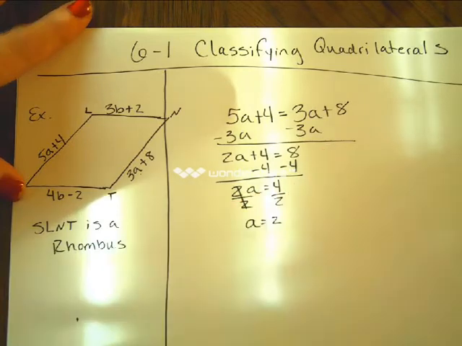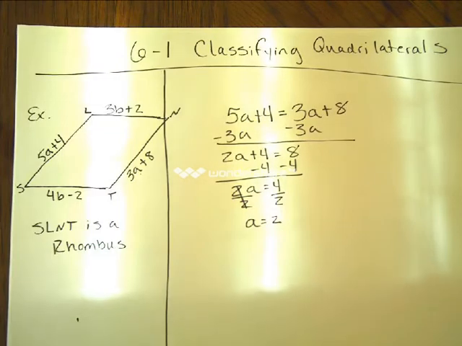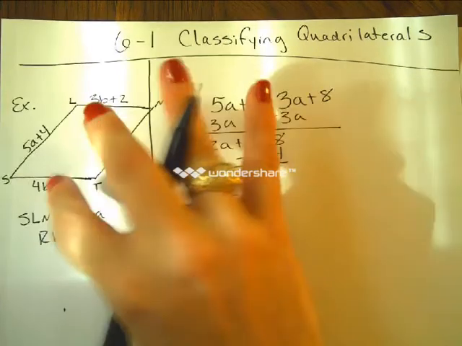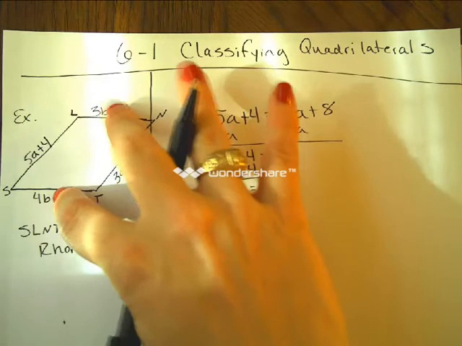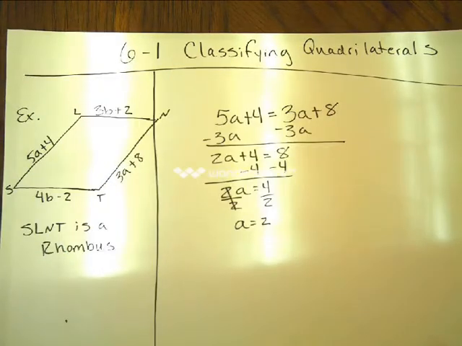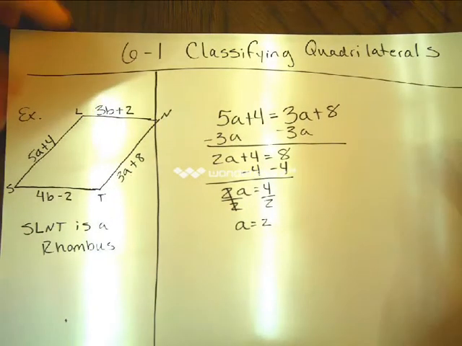Okay. Now we also need to solve for b. Wouldn't it make sense if these two are equal, then these two are also equal? So I can set these two equal because again it's a rhombus. All four sides are equal, so it doesn't matter which two I set equal in this case.